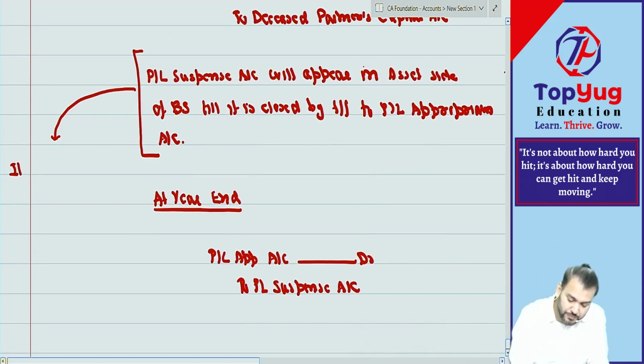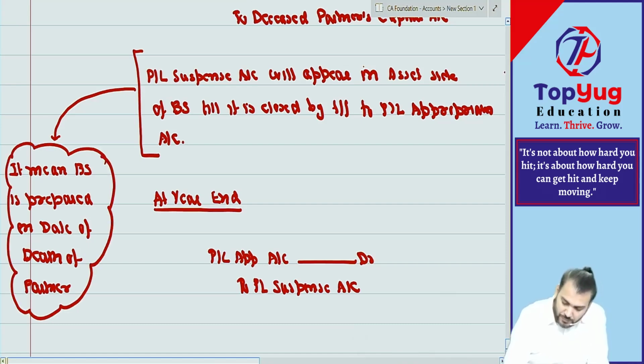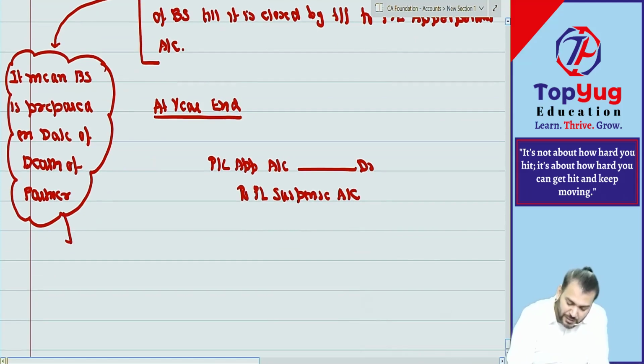It means the balance sheet is prepared on which date? On the date of death of partner. Already we have done one question. What was the question number? Already we have done, refer illustration number 1.